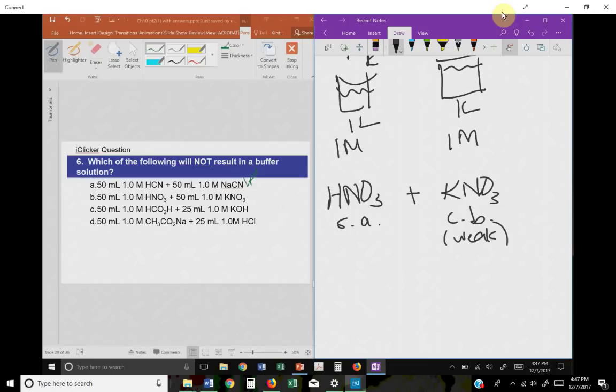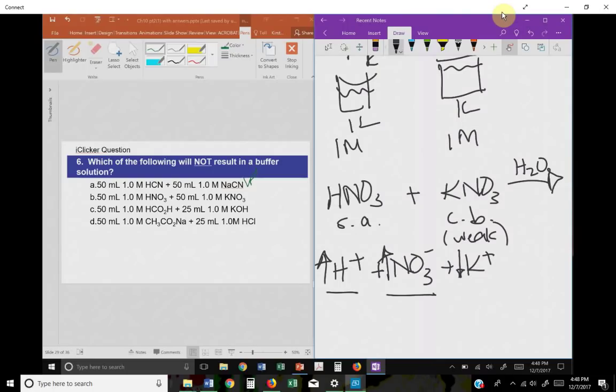So what do we end up with in solution? Because we're in solution. What do we end up with in solution? Well, I end up with lots of protons, right? And lots of NO3 minus. And a little bit of potassium, right? In solution.